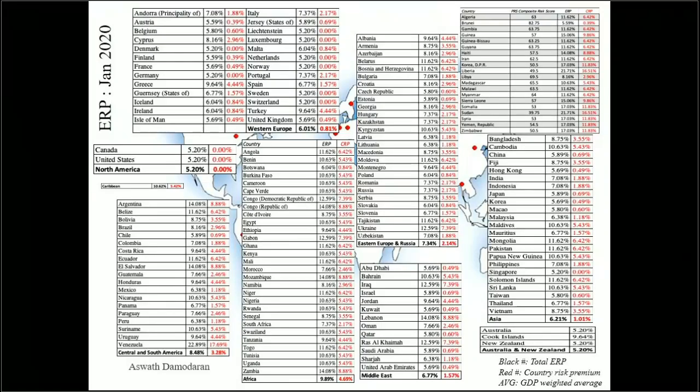Let's take Asia, right? So a list of countries. You're saying, what are the red numbers? The red numbers are the default spread scaled up by 1.18. So if you take, for instance, India, India has a country risk premium of 1.88%. Its default spread is like 1.59. You multiply by 1.18, you get 1.88. You're saying, what's the 5.2? 5.2% is the risk premium for the US.